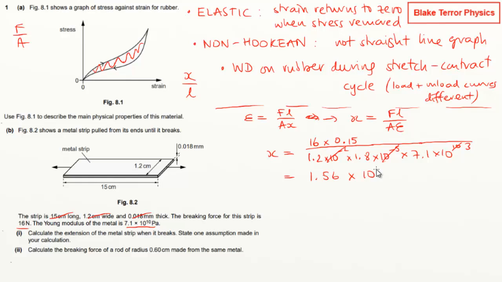We're at two significant figures, so I'll move it along a decimal place and put a 10 to the minus 1 in. So that is going to be 1.6 times 10 to the minus 4 meters, to two significant figures. State one assumption made in your calculation.